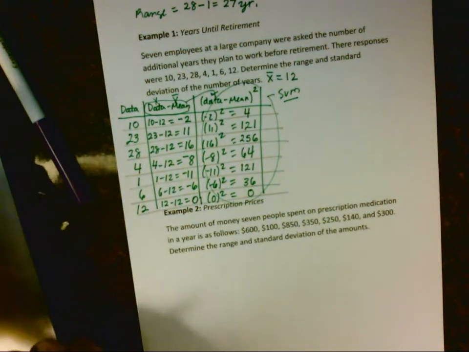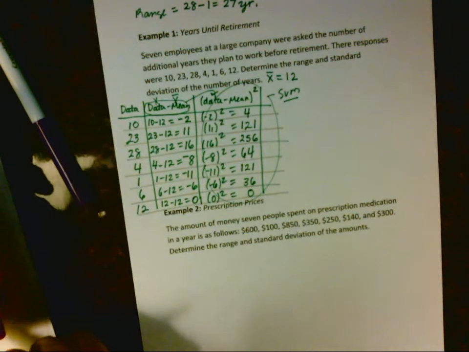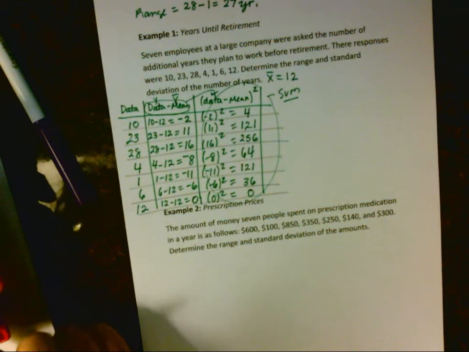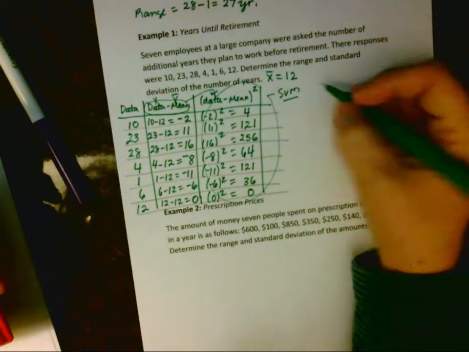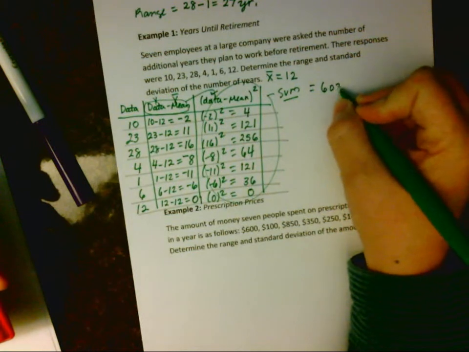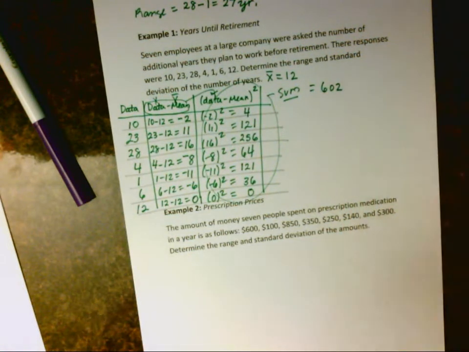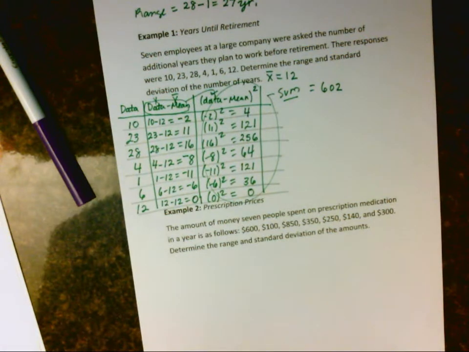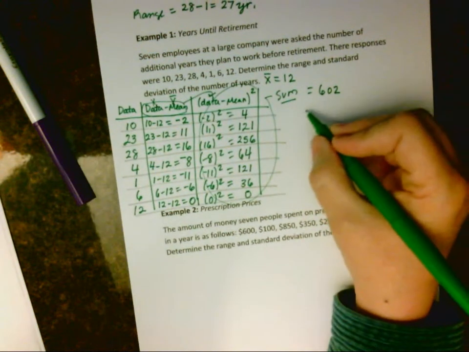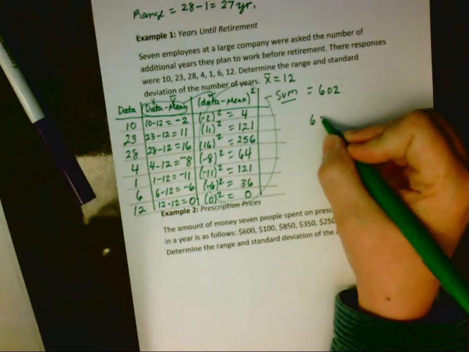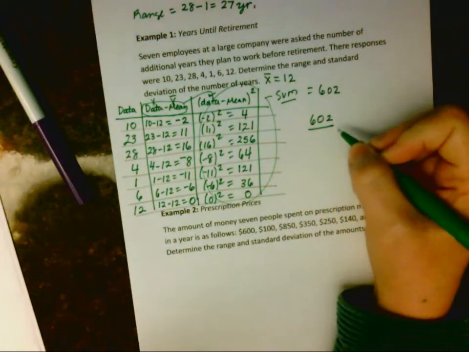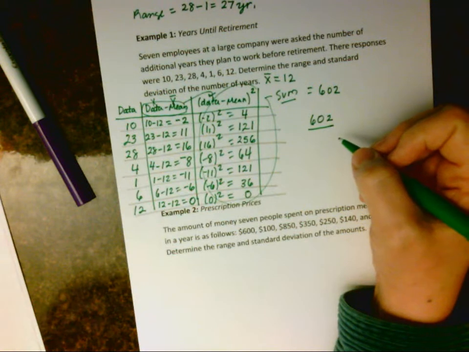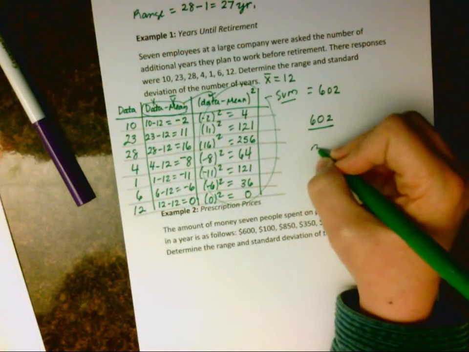Here we go. 4 plus 121 plus 256 plus 64 plus 121 plus 36 plus 0. The sum is equal to 602. That is the sum of the squares of the deviations. Okay, that was step 6. Step 7 says divide this sum, 602, by n minus 1.